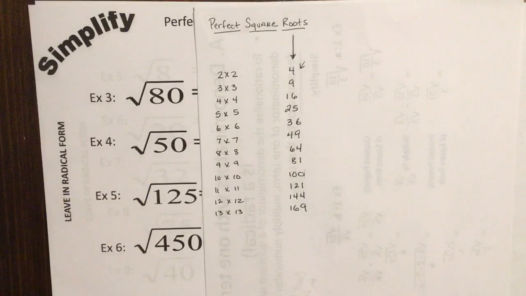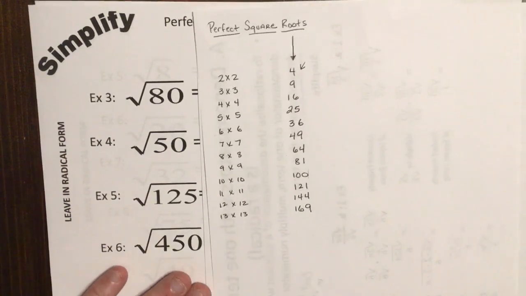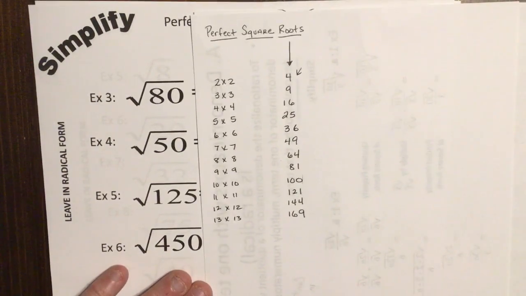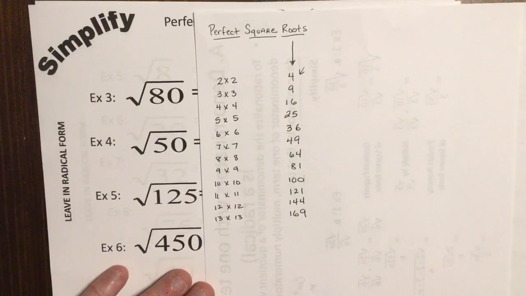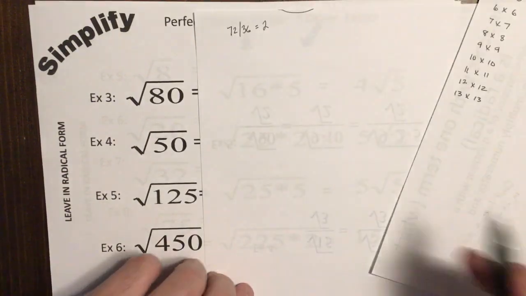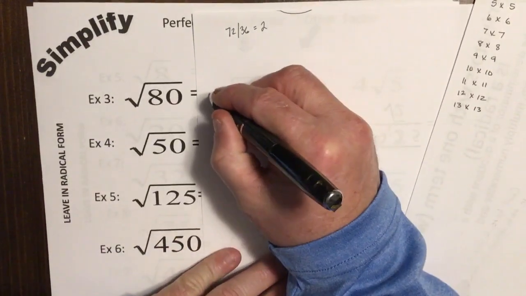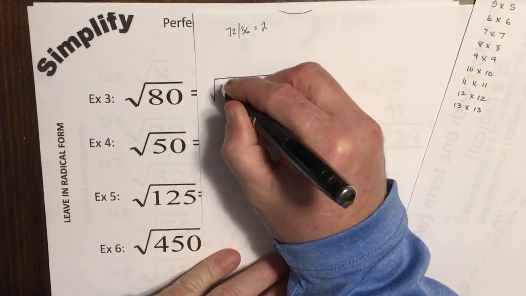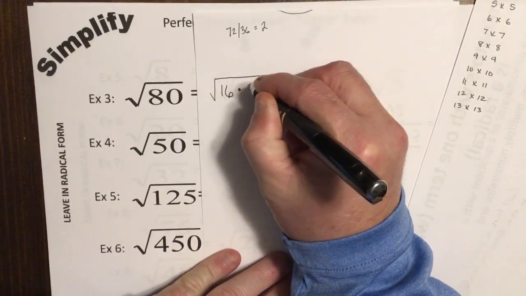All right, so will 49 go into 80? Nope. Okay. Will 36 go into 80? Nope. Will 25 go into 80? Nope. Will 16 go into 80? Yes, sir. Sure will. 16 times 5. So what I'm going to do is write square root of 16 times 5.